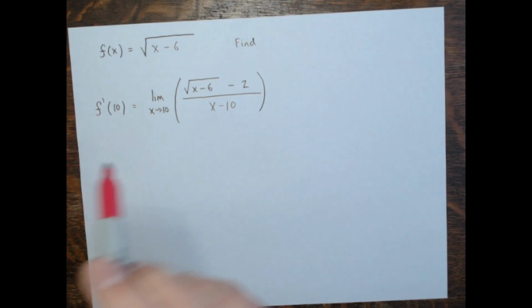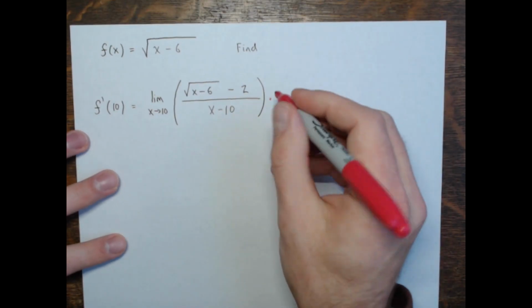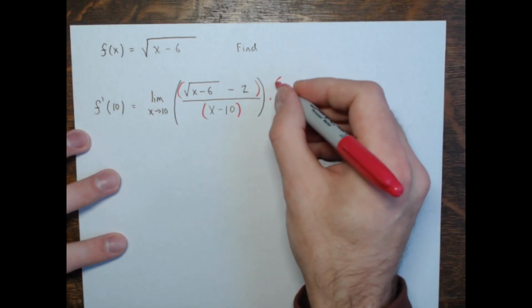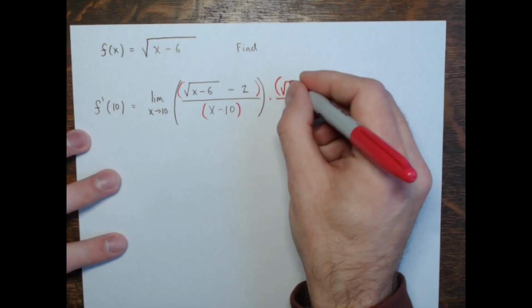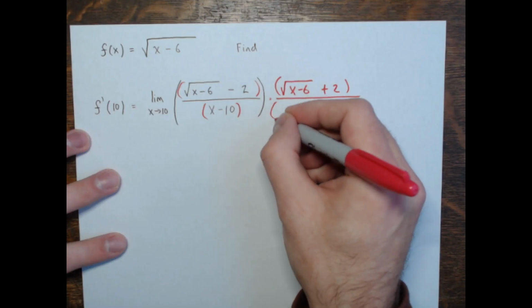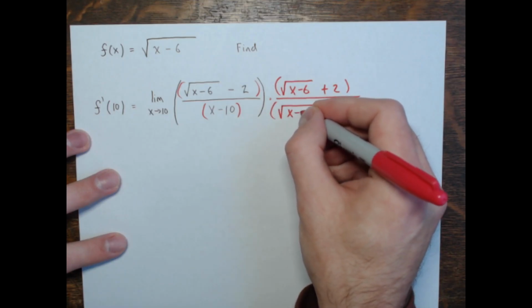So once again, I would do the whole multiply by the conjugate thing. It's the square root, so everything up here, everything down here, times the conjugate of the radical expression, that's the square root of x minus 6 plus 2. Same thing down here.